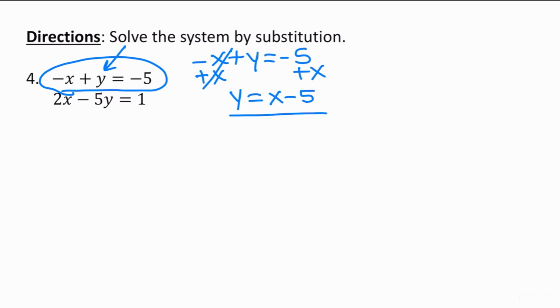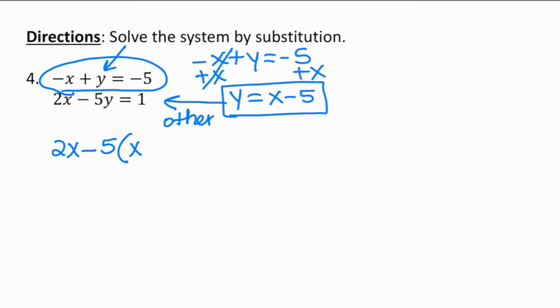So now that I have isolated one of the variables, I'm going to go back to the system and substitute this into the other equation. Okay, make sure you're plugging into the other equation. That's so important. If not, then you're bound to make a mistake. So then here, 2x minus 5y, I'm going to rewrite this as 2x minus 5 parentheses, y is x minus 5, is equal to 1.